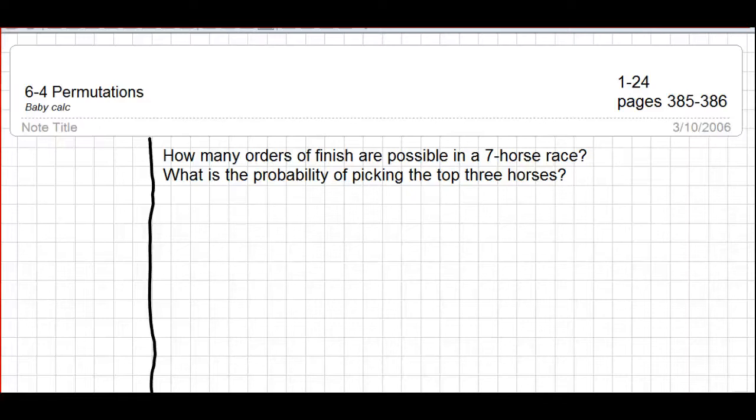This lesson is for FST, lesson 6.4 on permutations. Before I reveal what a permutation is, I want students to look at this very first question that we're going to look at today. This is a typical word problem that you might encounter related to permutations.